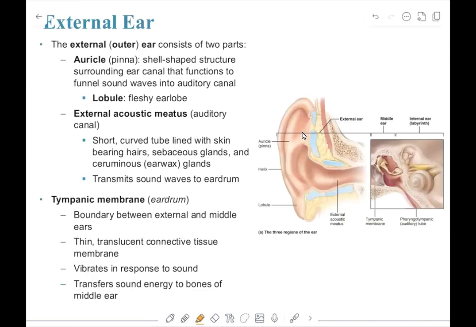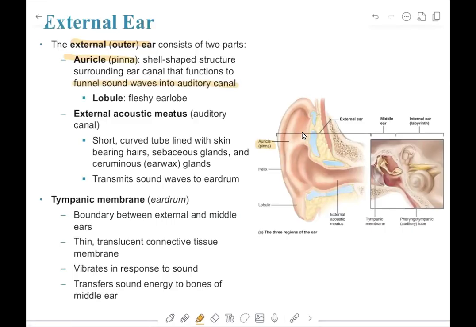The last sense is that of hearing and also equilibrium. So we're going to talk about hearing first, but first I need to introduce you to the anatomy of the ear. So the external or outer ear has two main parts. It has the auricle or the pinna, and this auricle is what I like to think of as like a satellite dish that funnels the sound waves into the auditory canal.